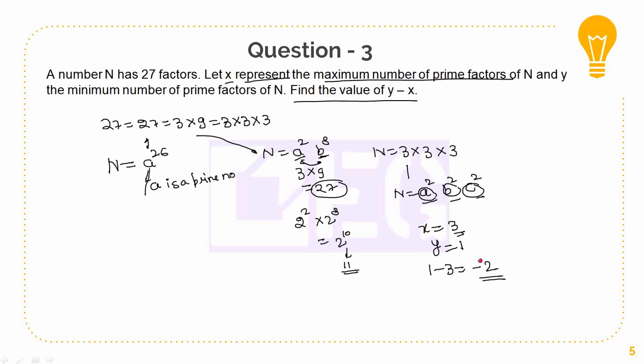Very important type of question where we want to find the maximum number of prime factors and the minimum number of prime factors. So with this question you will learn a basic concept of factorization, that is how to represent a number in terms of factors. That means if there are 27 factors, then there are 3 possibilities for the number. It could be a to the power 26, it could be a square b to the power 8, or it could be a square, b square, c square. I hope this concept is clear. Let's move to the next question.